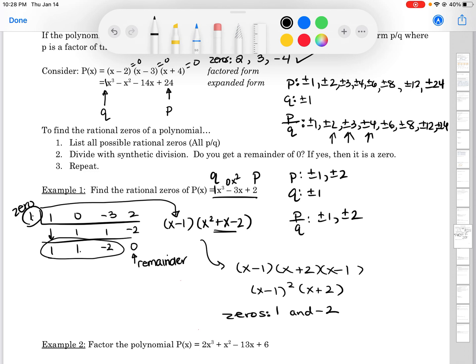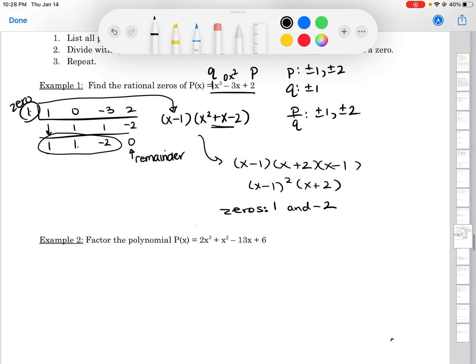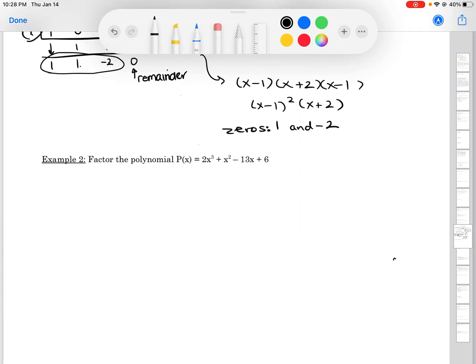And you can kind of see how this is going to tie into 4.2, where we then graph this. All right, so let's try again. Let's factor. So we have our p's and our q's. My p's are going to come from here. My q's are going to come from here.